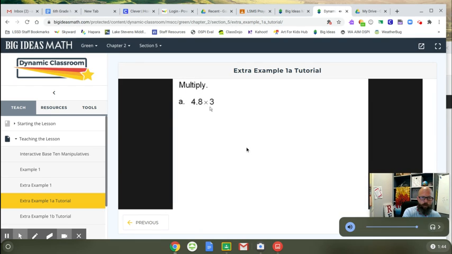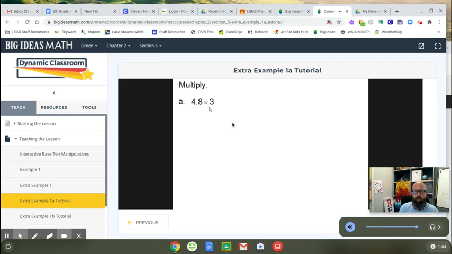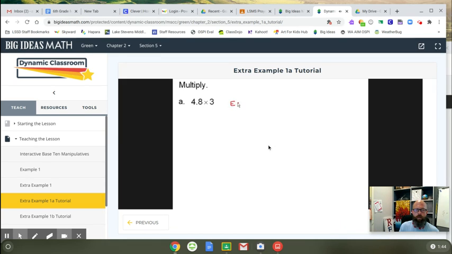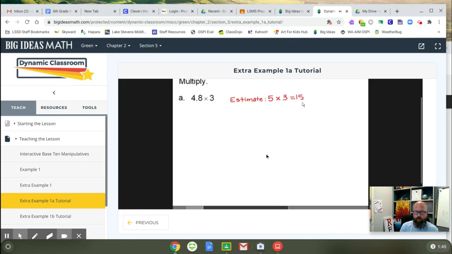Multiply 4 and 8/10 times 3. First, let's estimate a product. To estimate, we will round our decimal to the nearest whole number. So let's look at 4 and 8/10. 4 and 8/10 is closest to the whole number 5, so we'll round up to 5. Then we multiply by 3. You don't have to estimate, but it's good to get a ballpark of where your answer should be. 5 times 3 is equal to 15. So it should be around 15. When we have a final answer, we will double check with 15 to make sure the answer is reasonable.